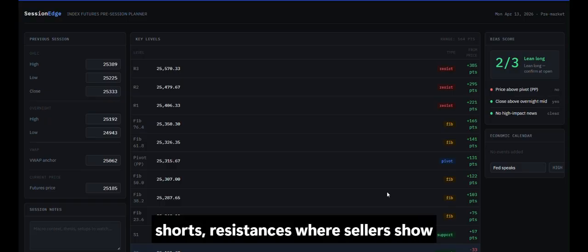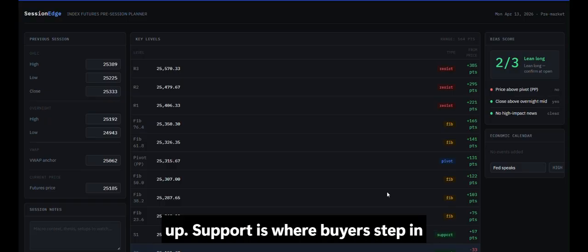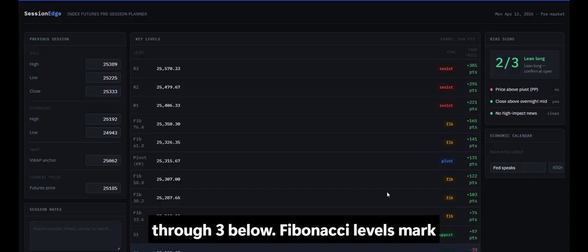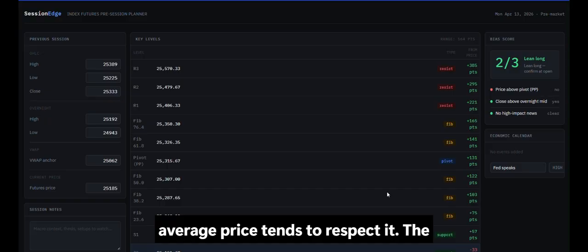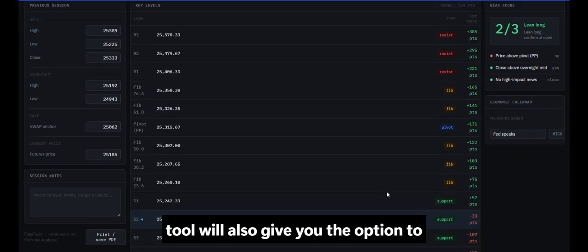Resistance is where sellers show up. Support is where buyers step in. R1 through R3 above, S1 through S3 below. Fibonacci levels mark the common retracement zones from yesterday's range. And VWAP is a weighted average. Price tends to respect it.